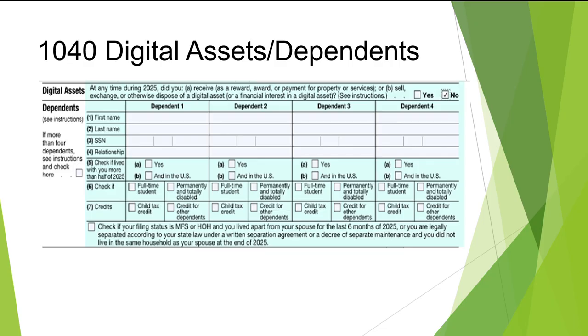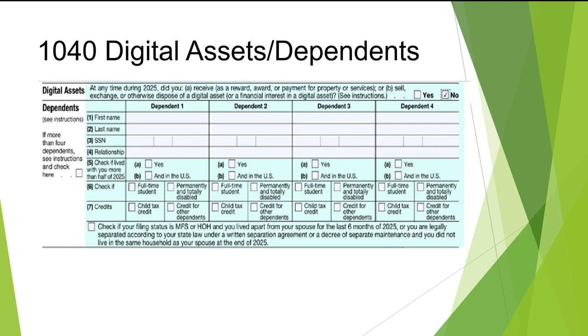The second section of the 1040 form is related to digital assets and dependents. Now for Jordan, both of these are going to be blank. Digital assets is if you as a taxpayer work at all with Bitcoin, then you would check the yes box here. Jordan doesn't have any Bitcoin, so he checks no. Had Jordan had Bitcoin, there would be another form, a 1099-DA for digital assets, that he would have received from whatever cryptocurrency he held dollars in.